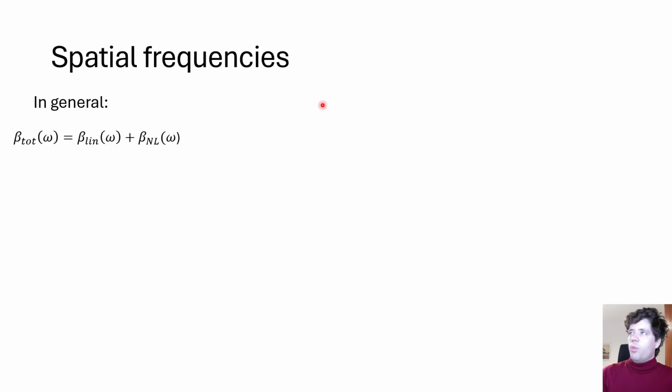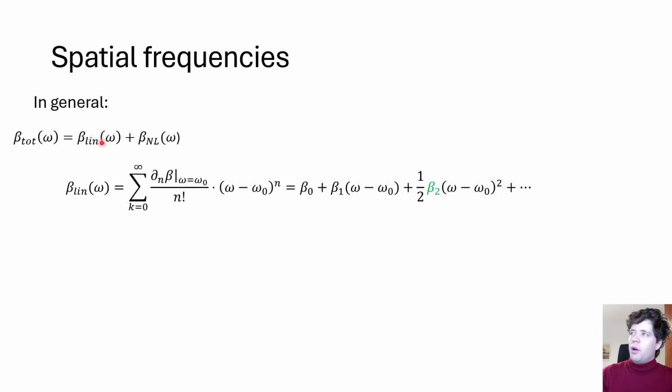So, with regards to the question of phase matching, let's take a look at the general expression for the spatial frequency of some signal that's propagating through a nonlinear medium. In general, we can write this as a sum of the linear contribution that's determined by the design of the waveguide and a nonlinear contribution that's determined by the intensity and the duration of the signal that you're launching in.